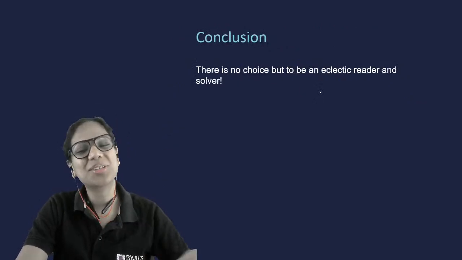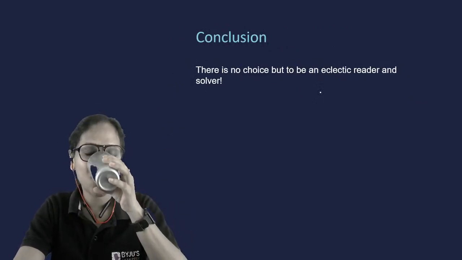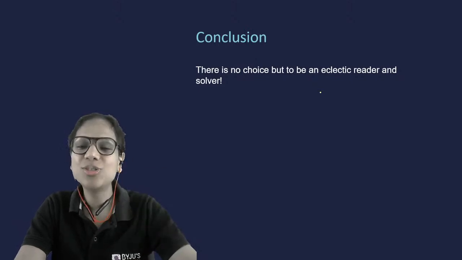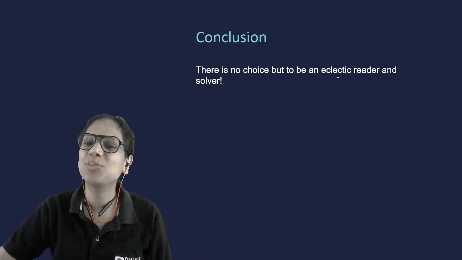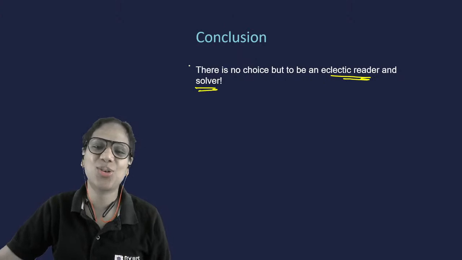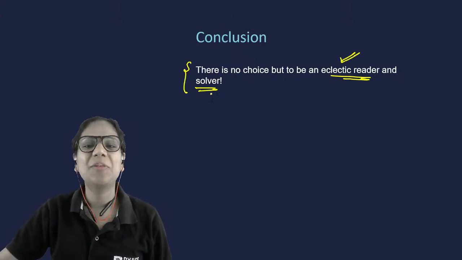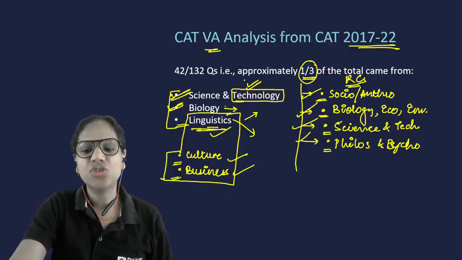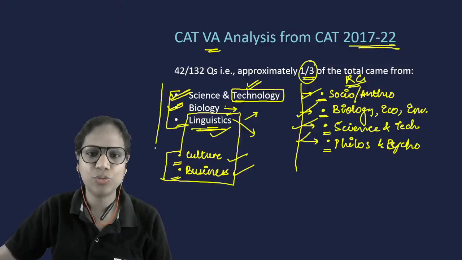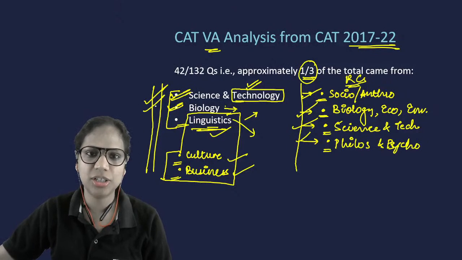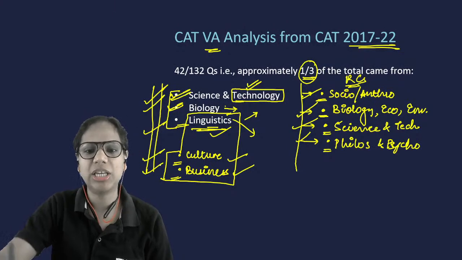Okay. So what is my conclusion? There is no choice for you but to be an eclectic reader and an eclectic solver. There is no other choice, right? You have to read widely, you have to solve widely. Okay, just keep in mind what I've told you about VA here. Keep this particularly in mind when you practice for VA, when you read for VA.